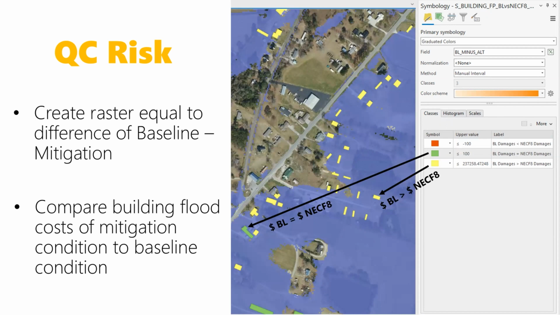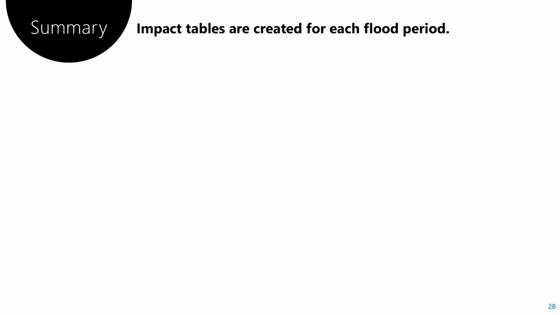So I have them color coded. Anything that's yellow is our baseline damages that are greater than our mitigated scenario damages, which is an expected outcome. And then also maybe our baseline damages are equal to our mitigated damages, and that could happen, and that's fine. What we would want to be interested in investigating is if we have a lot of situations where our mitigated scenario costs outweigh the baseline costs.